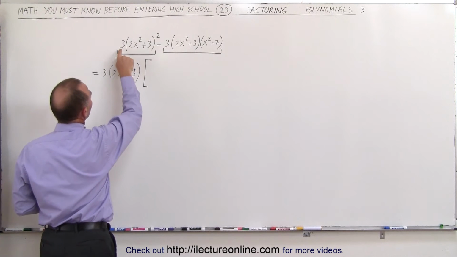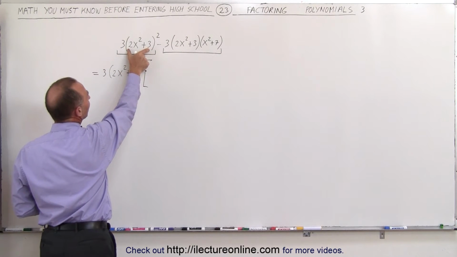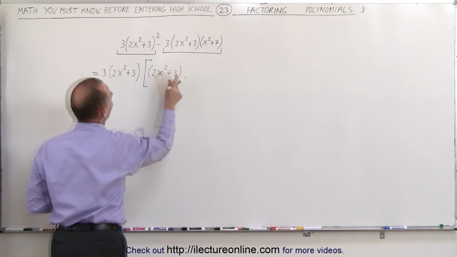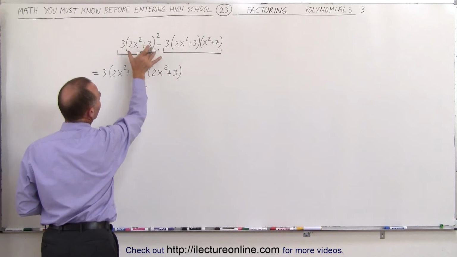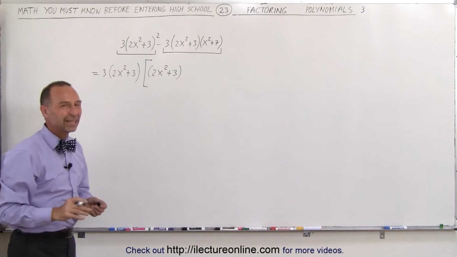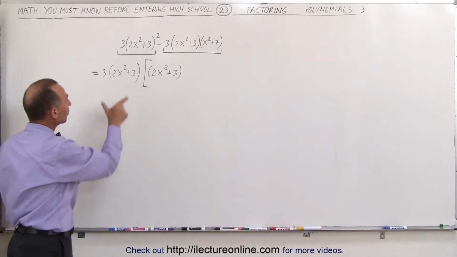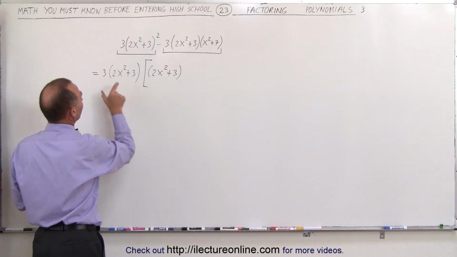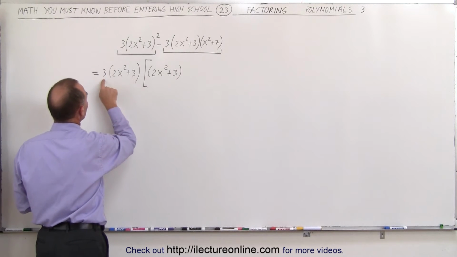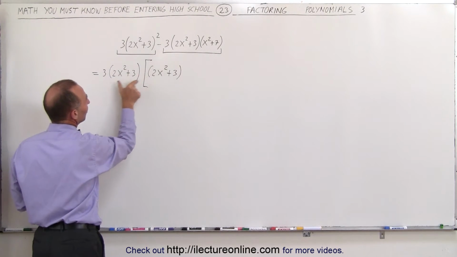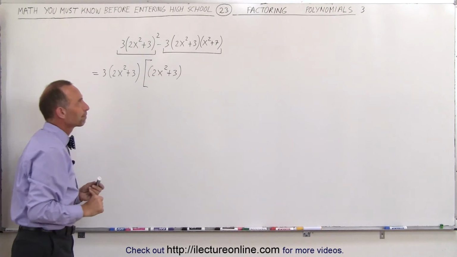On the left side, the 3 is gone, and one of these is gone. That leaves us with one more, 2x squared plus 3. And for now, I'll put parentheses around it, realizing that this is the remainder when we factor out this quantity right here. If you're not sure, then you can multiply this back together to see if you end up with the original term. And sure enough, if you multiply this times this, you'll get 3 times the quantity 2x squared plus 3 to the second power, because this times this gives us this back.